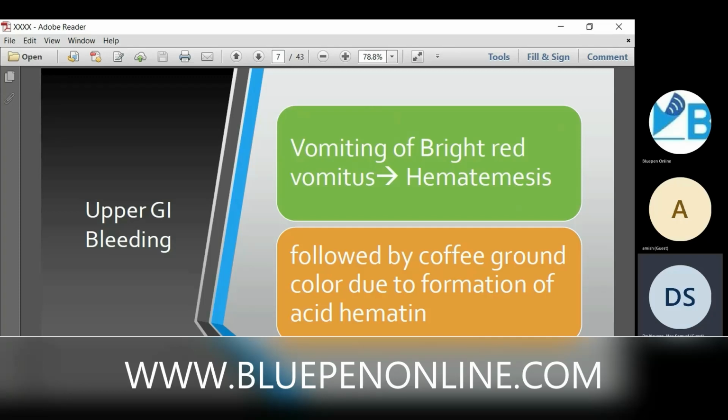Upper GI bleeding might also be followed by coffee brown colored vomitus. This coffee brown color is because the blood mixes with the acid, and this acid converts the hemoglobin into iron. And iron is brown in color. So the iron breaks down the RBC and releases the iron, and this iron is found in the vomit. That's why the vomit might be coffee brown in color, due to the formation of acid hematin. Hematin means heme, that is the iron.